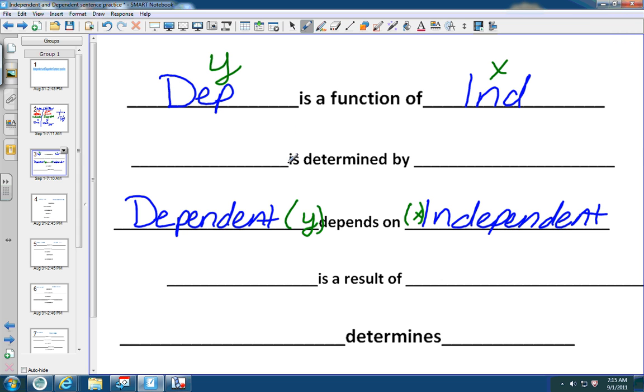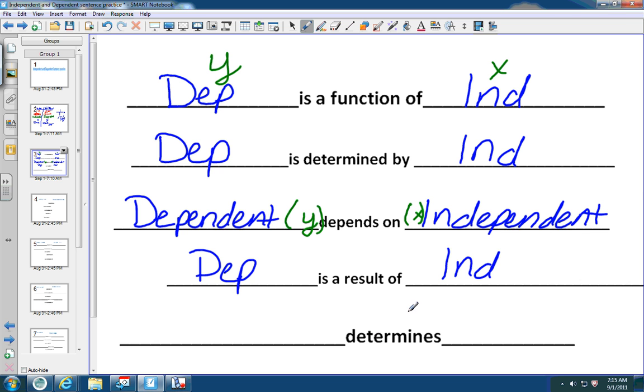And the phrase is determined by will be the same thing. We'll have dependent is determined by the independent. And is a result of, same thing. Dependent is a result of the independent. This down here is the only one that is different. So let me go up here and highlight. Determines. This one will be different. This one we're going to have that the independent determines the dependent.